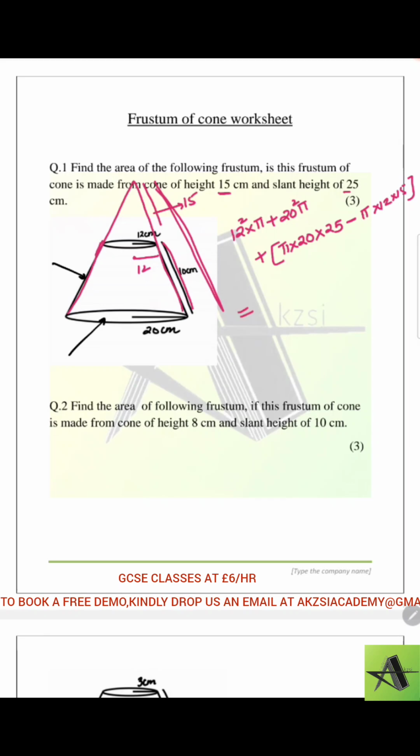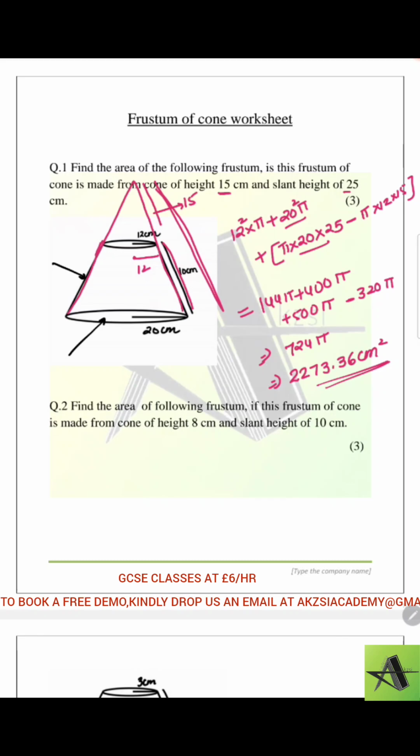If we solve, we'll get this. This will give us 144 pi. This will be plus 400 pi. This would be plus 500 pi. And this would be minus 180 pi. If we solve, we'll get 724 pi. And if I put the value of pi, I'll get 2273.36 centimeters squared. Obviously, surface area is always squared, so this will be centimeter squared. Moving on to the next question.